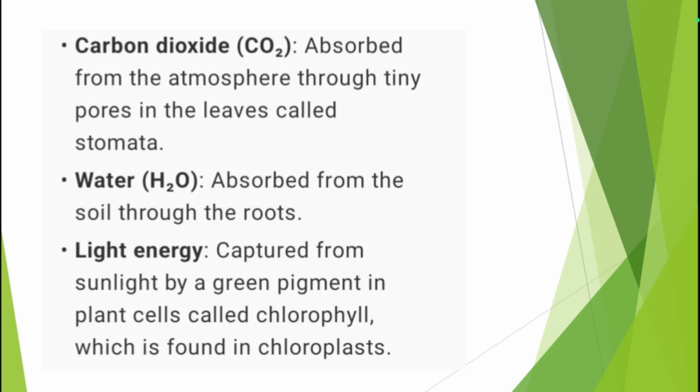Now, what are the requirements for the process of photosynthesis? The first one is carbon dioxide. From where is the plant getting carbon dioxide? Through the stomata. Stomata are tiny pores present on the surface of the leaf, which enable the exchange of gases for the plants. Then, water, which is H2O. It is absorbed from the soil, through the roots.